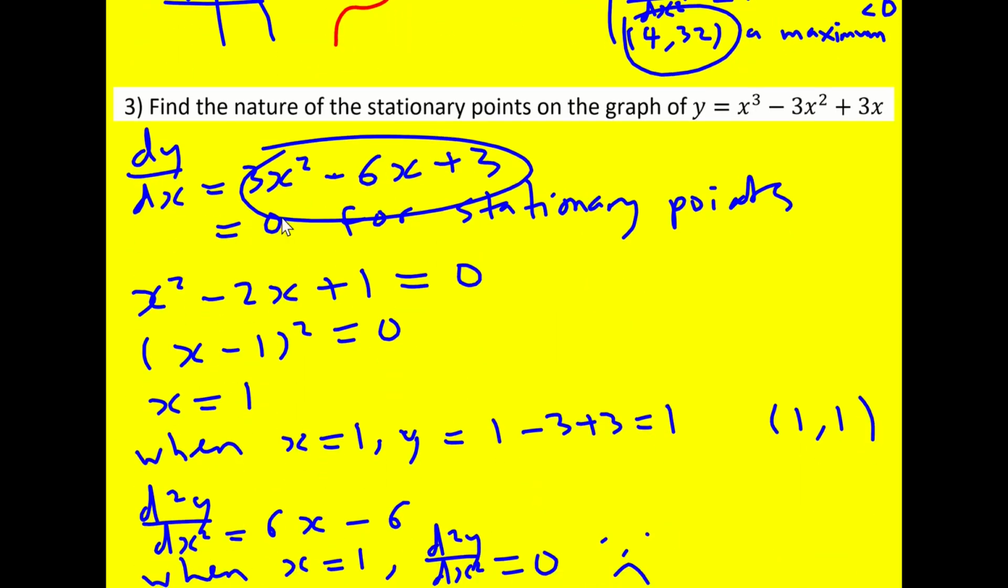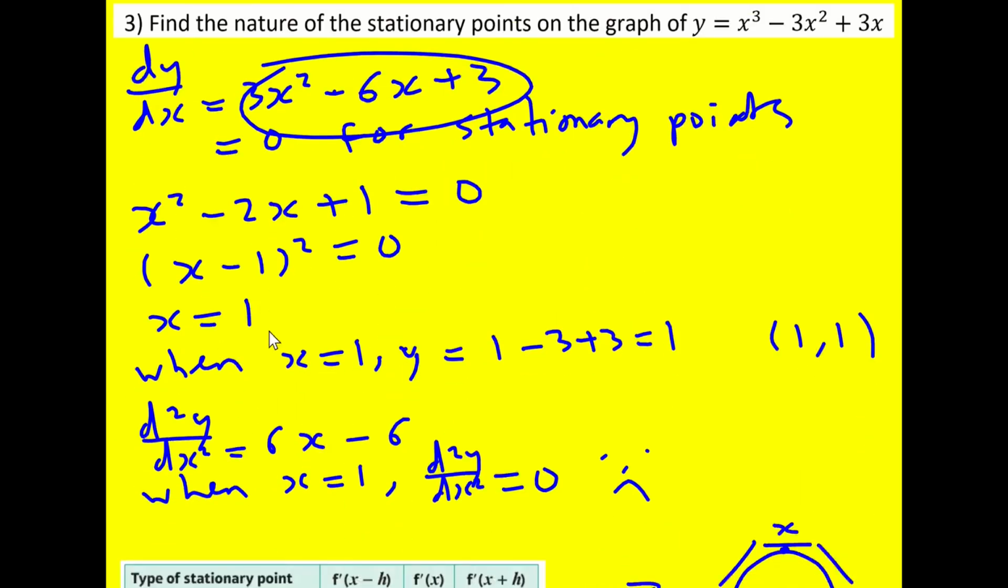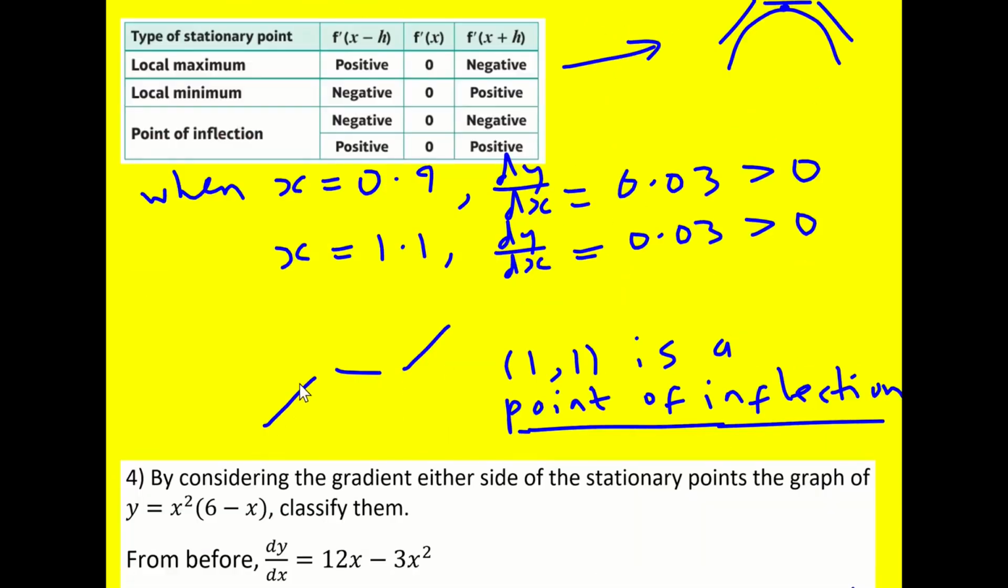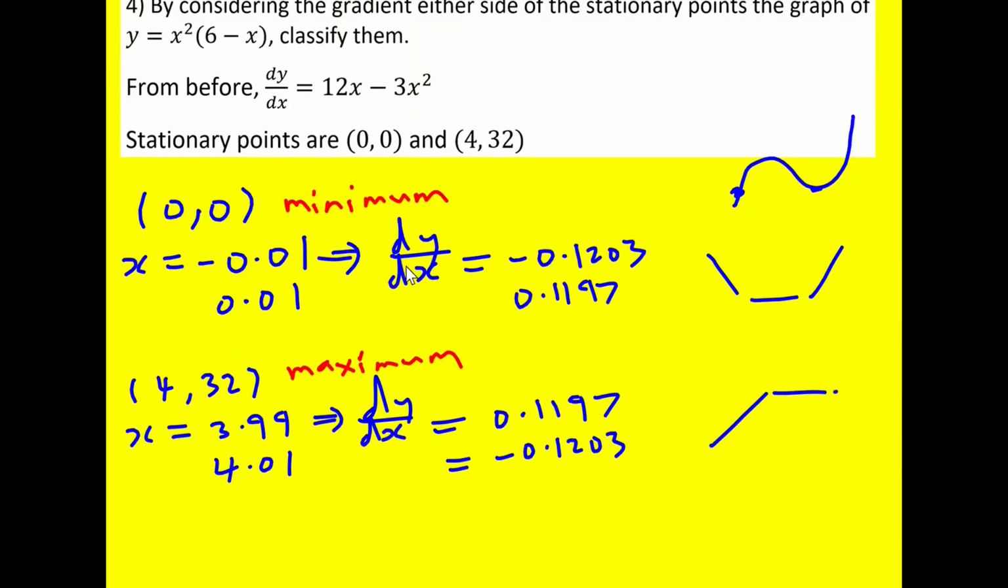We saw for one of them, when it's equal to 0, we had to use a new method, which I've then spoken about. You actually look at the gradient to the left and the right. And in this case, we've got a point of inflection. We then looked back at the second example and showed we got a max or a min. Whew, good bit of maths there. I hope you're feeling happy about all of this.